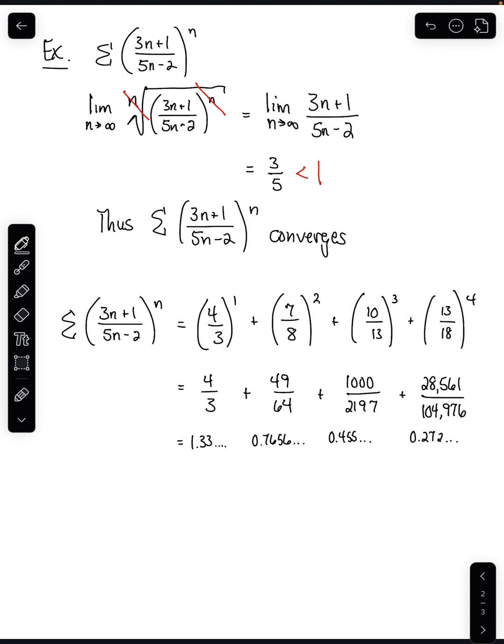It would not be surprising to find that these terms actually do converge, or they obviously approach 0, but it would not be surprising to find that the sum actually converges to something finite, because the terms are approaching 0 and they are dropping fairly quickly.